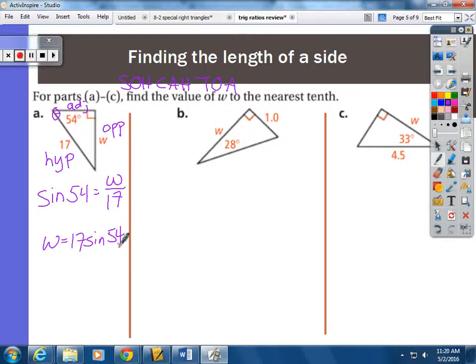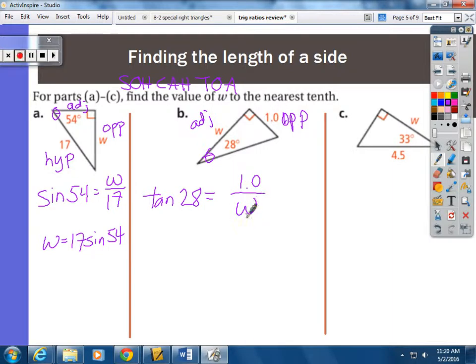Okay, so B, if this is my theta, the two sides I have are my legs. The one touching theta is adjacent. The one not is opposite. So if I have opposite and adjacent, that means I'm using tangent. So I have tangent of 28 is equal to 1.0 over W.